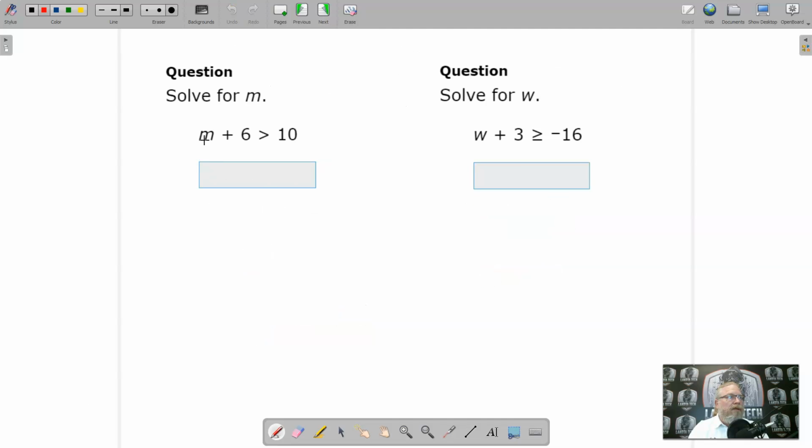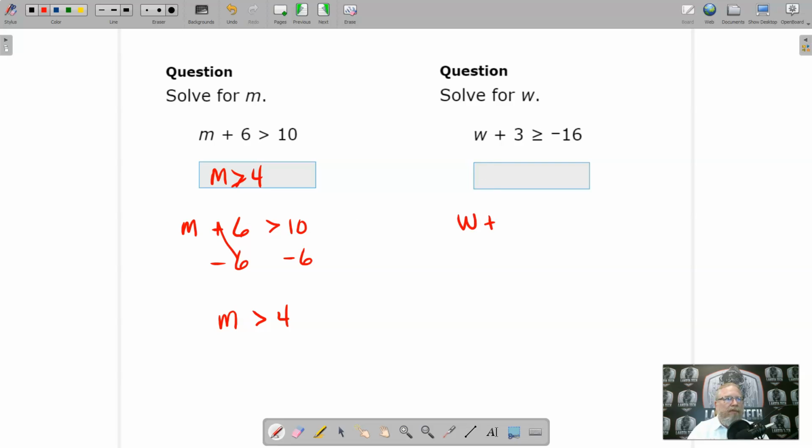On the next one, we have m plus 6 is greater than 10. The m is tied to the 6 through addition. The opposite operation is subtraction. I want to subtract the very number I wish to get rid of, in this case 6. And what I do to one side, I'm going to do to the other. The positive 6 and negative 6 cancel each other, leaving me with just m on the left. Bring down my greater than symbol, and 10 minus 6 is 4. So m is greater than 4 is my solution.